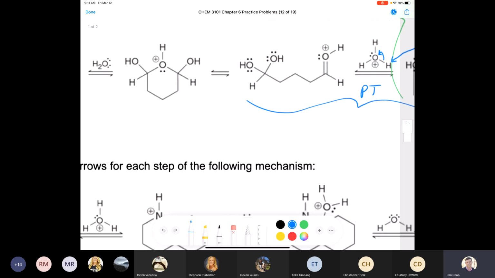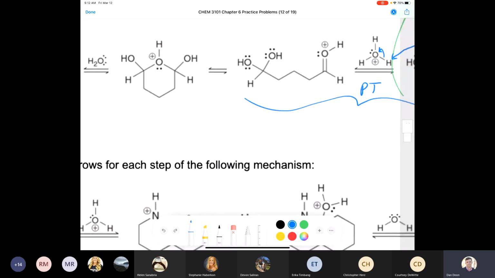This next one is kind of tricky. Could anybody tell me what's going on in this next step? You go from this linear molecule to something that's cyclic. It's not a loss of leaving group because we're not losing anything. It's not a rearrangement. It looks like a rearrangement, kind of, maybe, because you're going from something that's linear.